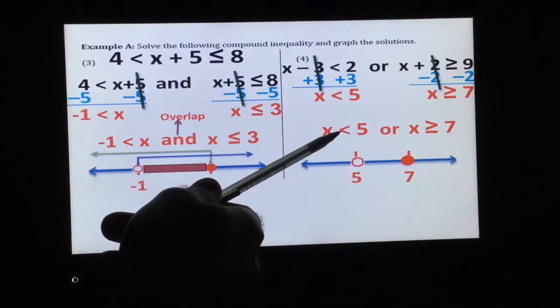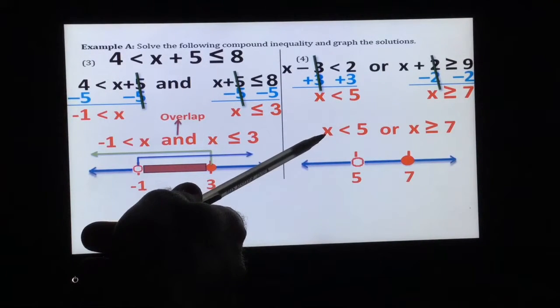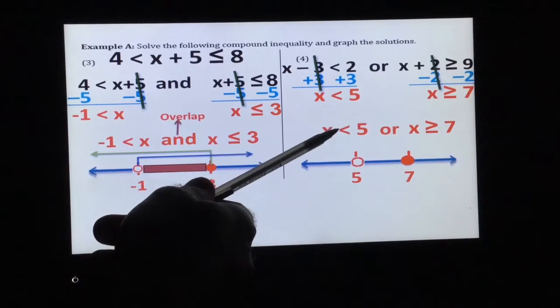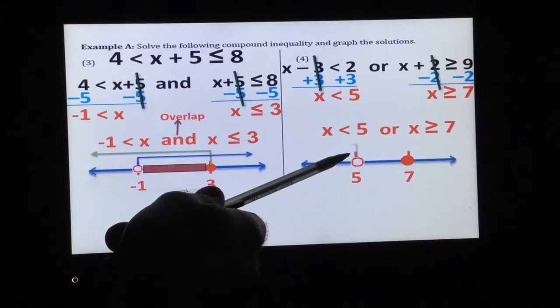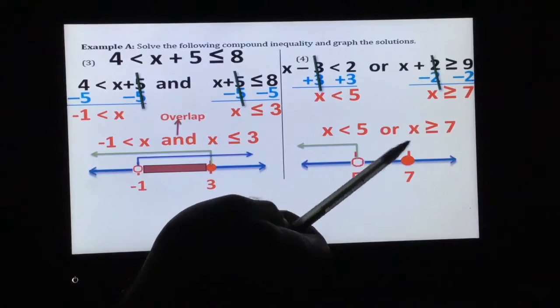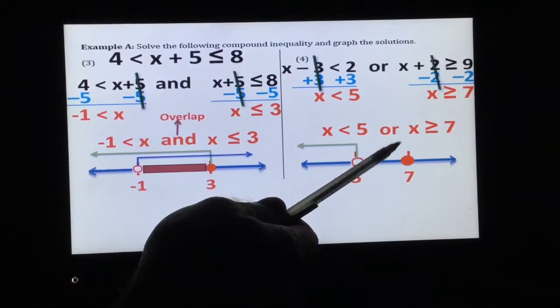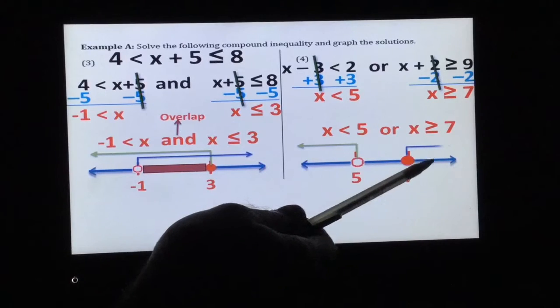Okay? Now, over here, a number that would work would be like -100. -100 is smaller than 5. -100 is to the left. Over here, a number that would work would be +100. 100 is up and to the right of the 7.